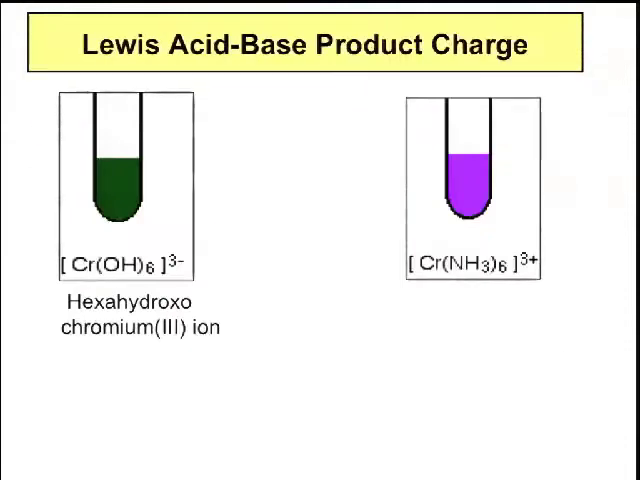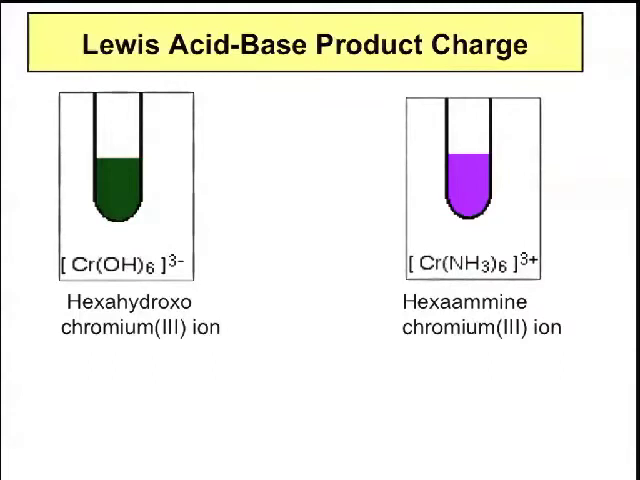Okay, so here are some examples. You see on the left here, chromium ions bonded to hydroxide ions, and we have 6 hydroxide ions bonded to 1 chromium ion. We start off by naming the number of Lewis bases, in this case hexahydroxo, and then naming the metal ion, chromium 3 ion. In the picture on the right, we have chromium bonded to 6 ammonia molecules. And so now it just becomes hexaammine chromium 3 ion.